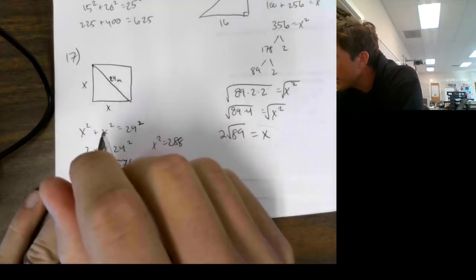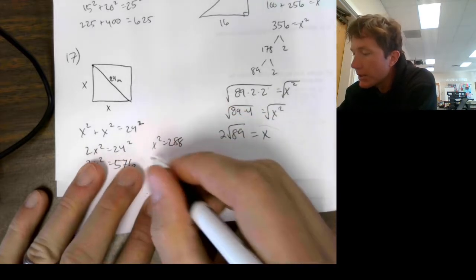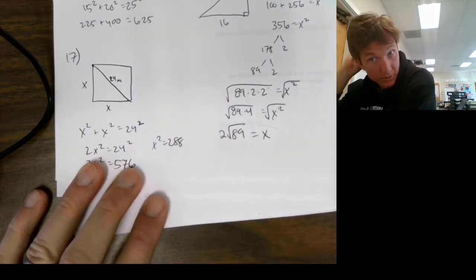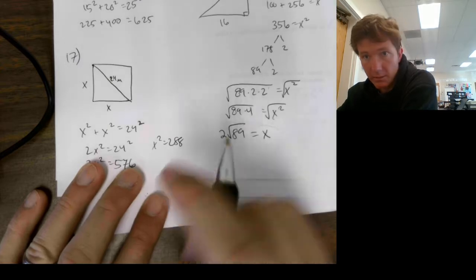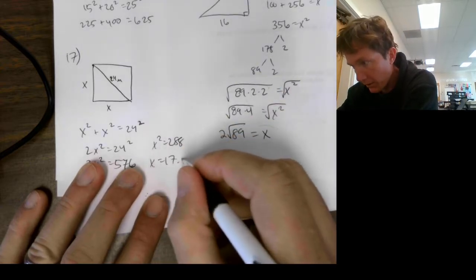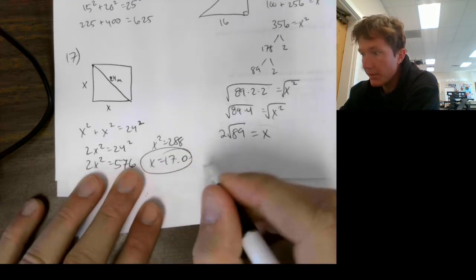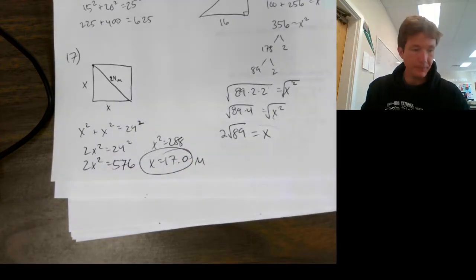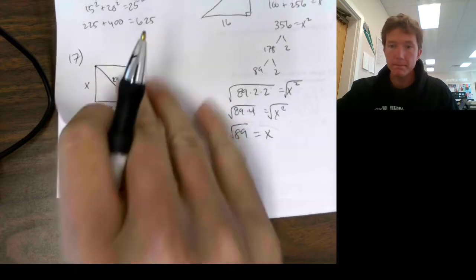So it's this, to the nearest tenth. I get 16.97, which rounded to the nearest tenth is going to be 17.0. Our answer is 17 meters long. Alright, that was number 17. Next one.